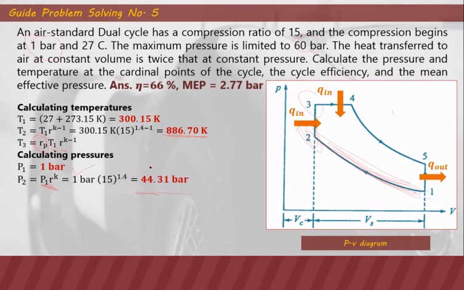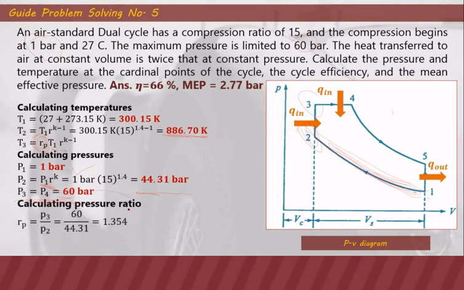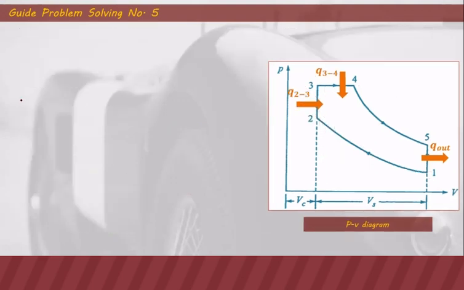And since we already have P2 and P3 is 60 bar, then we can get rp. Since P3 is equal to P4, rp, or the pressure ratio, is P3 over P2, that's 60 divided by 44.31 bar, and that is 1.354. So this pressure ratio, we will plug in here to get T3. That's why T3 is equal to 1200.6 Kelvin. So that is the temperature after the constant volume heat addition process.